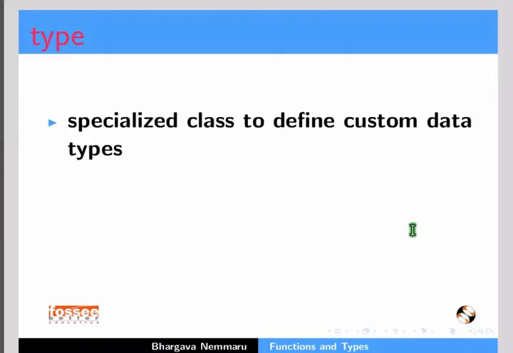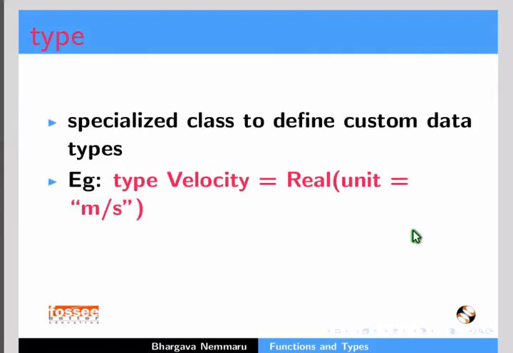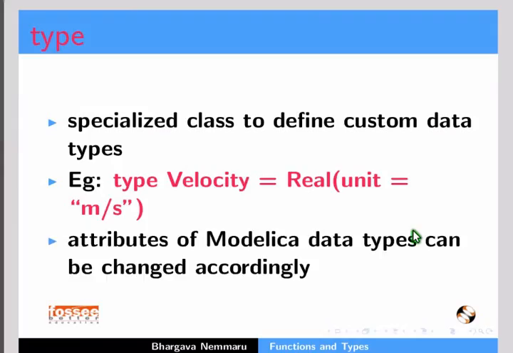Type is a specialized class to define custom data types in Modelica. For example, physical quantities like velocity and current can be defined as data types. They can be used later to declare other variables. Attributes of Modelica data types like unit and start can be changed accordingly. For example, in the above case, velocity is defined to be the same as real data type with its unit modified to meter per second.